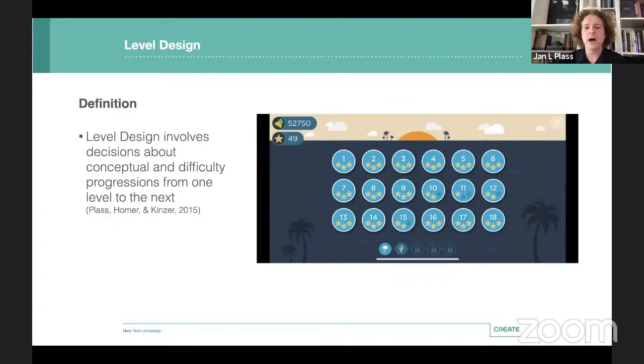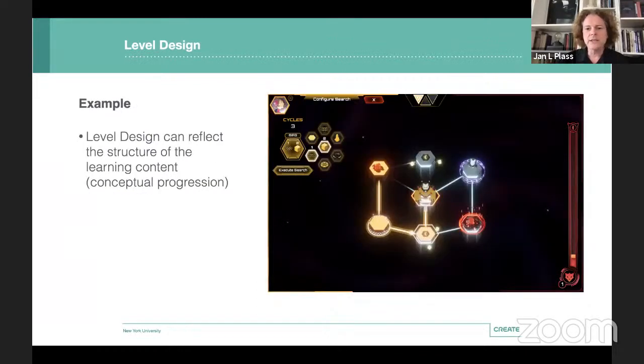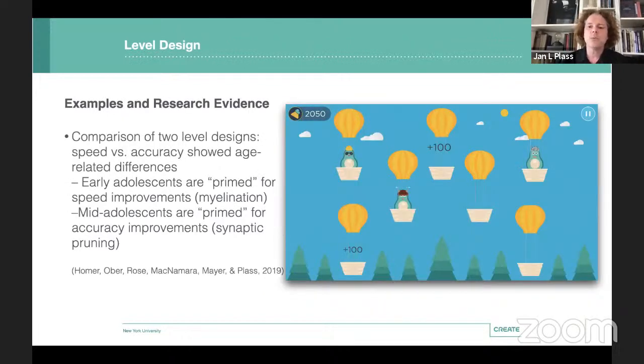This is from one of our other games called Guacamole, where you train the executive function subskill of inhibitory control. For the first one, it was about the progression as far as difficulty is concerned. Here's an example for a game to learn about artificial intelligence that we designed together with Filament Games. Here, the level design reflects the structure of the learning content, in other words, the conceptual progression.